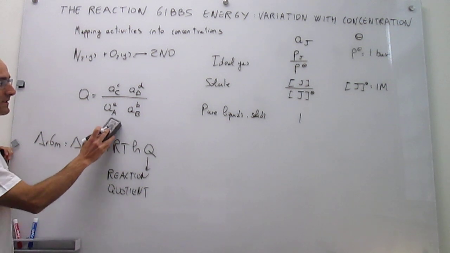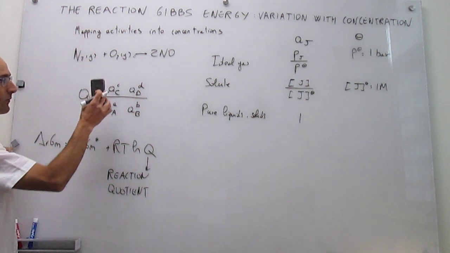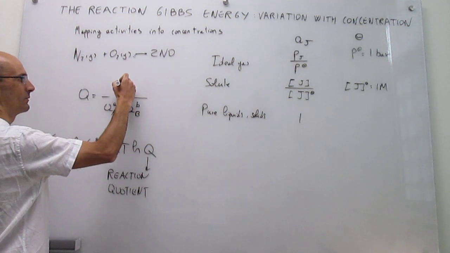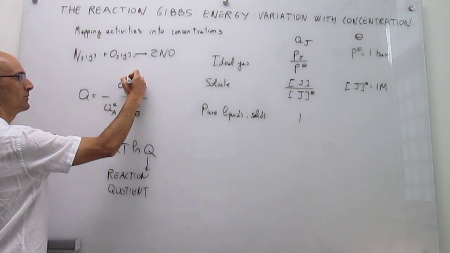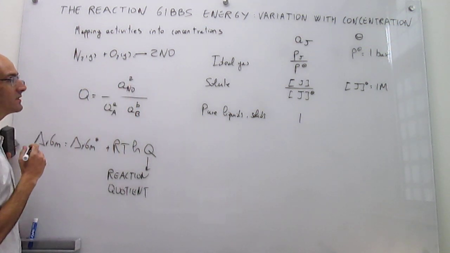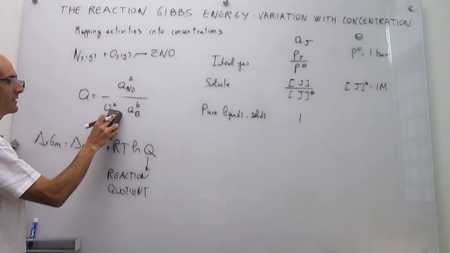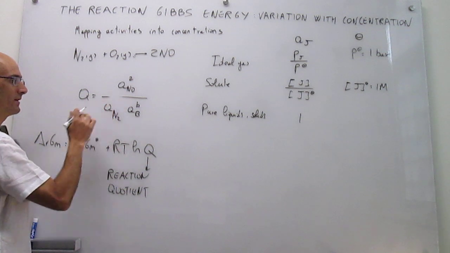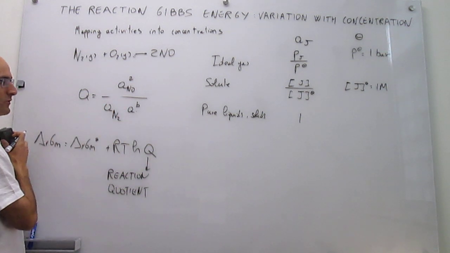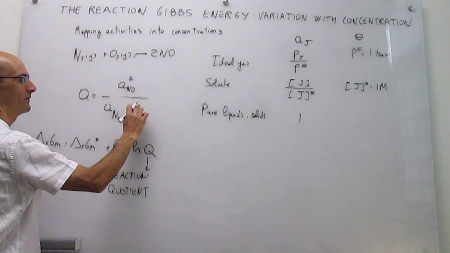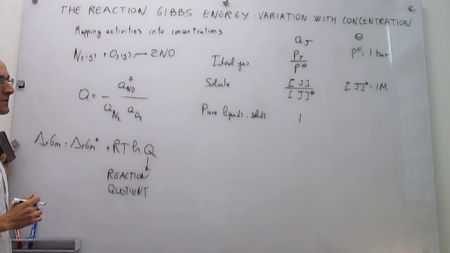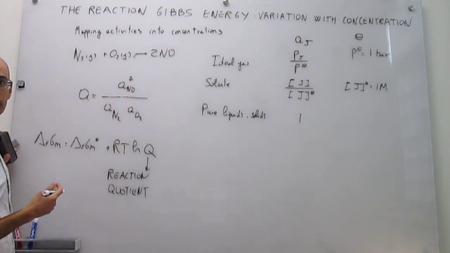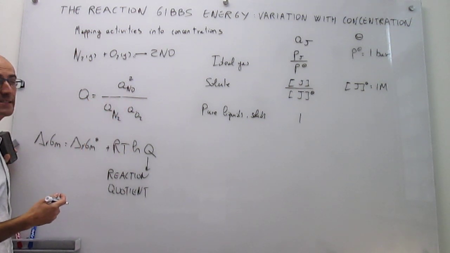We take this placeholding expression and we're simply going to replace that. We only have one product, which is NO, so that will be the activity of NO to the power of the stoichiometric coefficient, divided over the activities of reagents. So that will be N2 to the power of 1, and the activity of O2 to the power of 1. So that is your reaction quotient, but of course now we want to replace this by concentrations or pressures that are easy to handle.